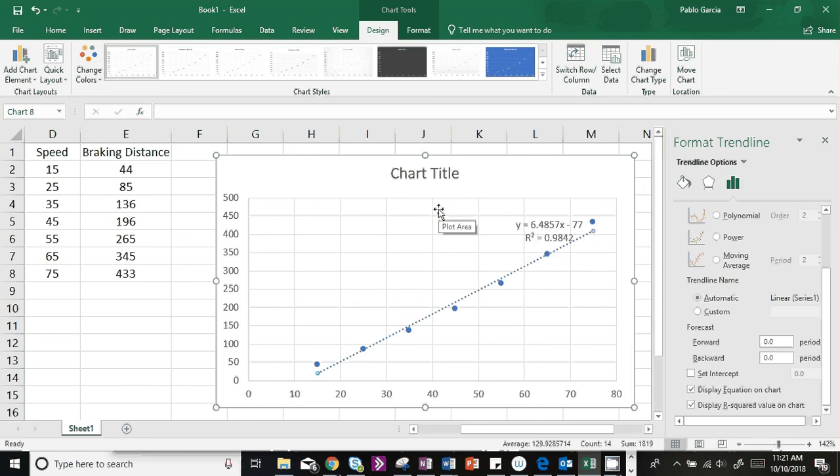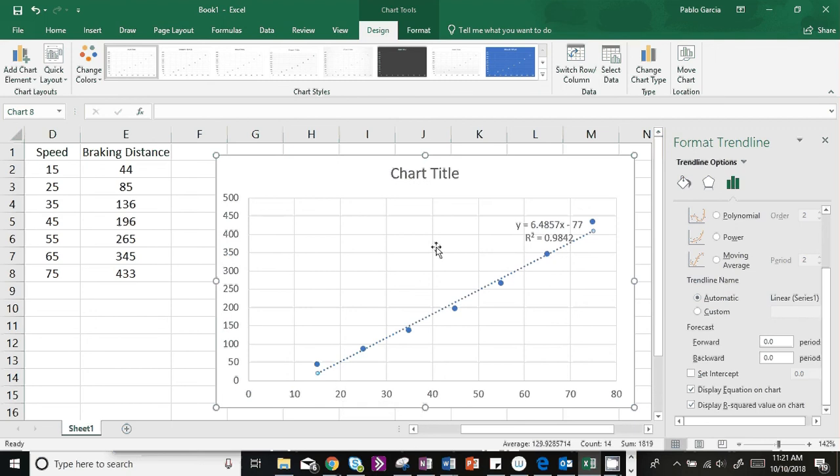So the first thing we should look at is the equation. Notice that the y-intercept is -77. That means if we were to extend this line all the way down here, it would crash into the y-axis down here at -77, right? That's the y-intercept. The slope, on the other hand, tells me the what? The change in braking distance divided by the change in speed.